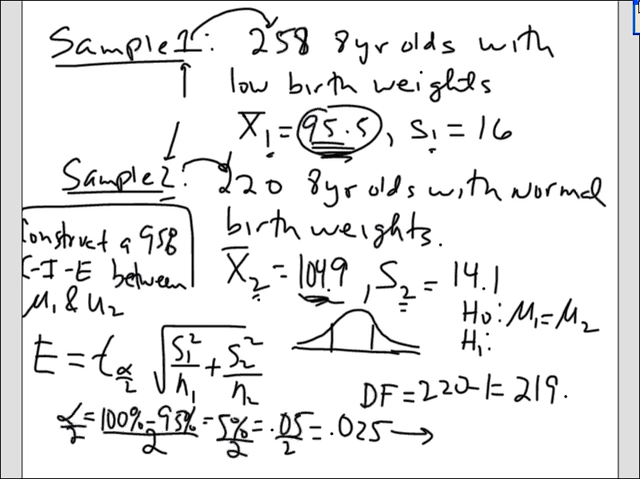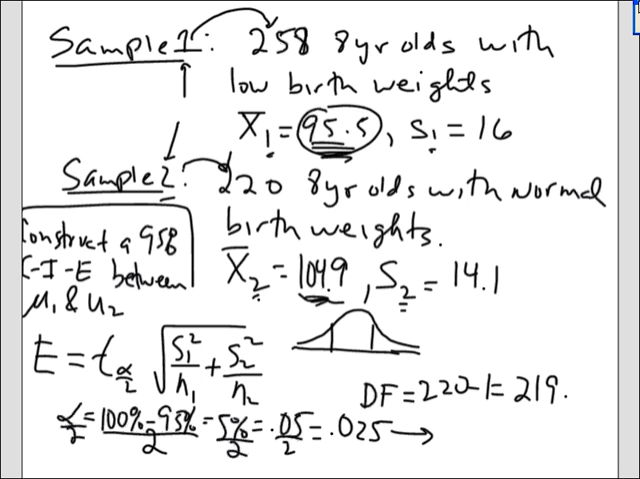Now the problem said construct a 95% confidence interval estimate between, well, okay, I take that back. We don't need this. We don't need this. Sorry about that. We don't need this.